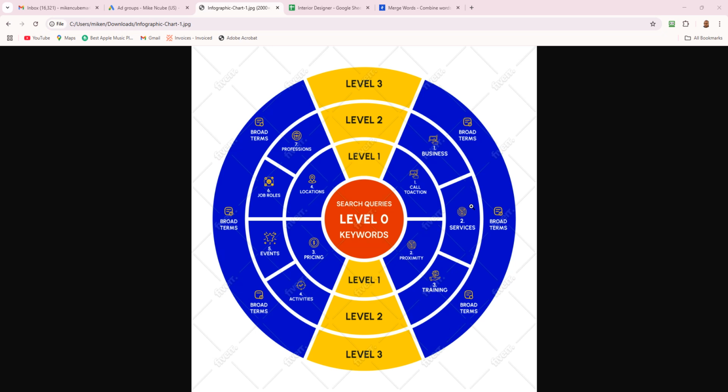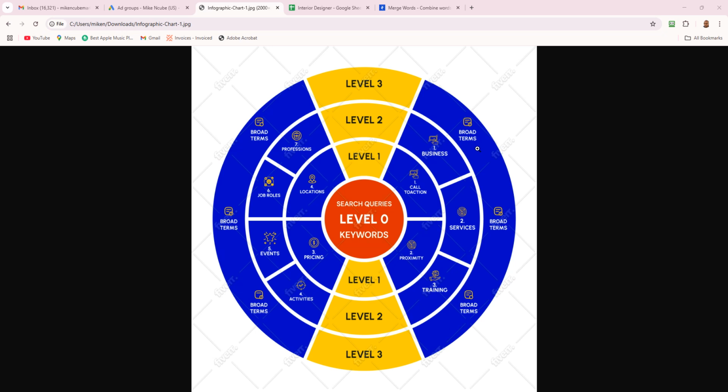So what we have with the search query framework is four levels: level three, level two, level one, level zero, keywords and search queries. So at level three, this is where we're going to begin. These are generally broad terms and queries which relate to your industry. So I'm going to use interior design as an example, and I'm going to show you just a few things to think about as you're creating yours.